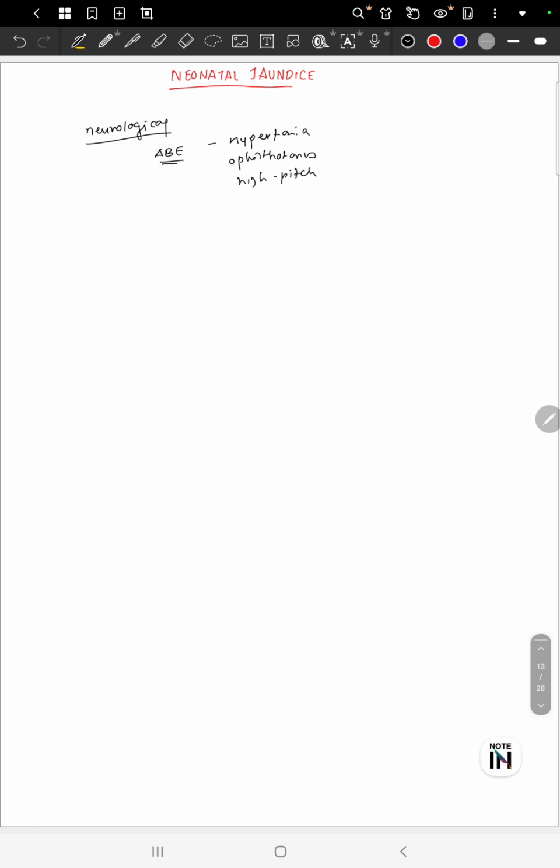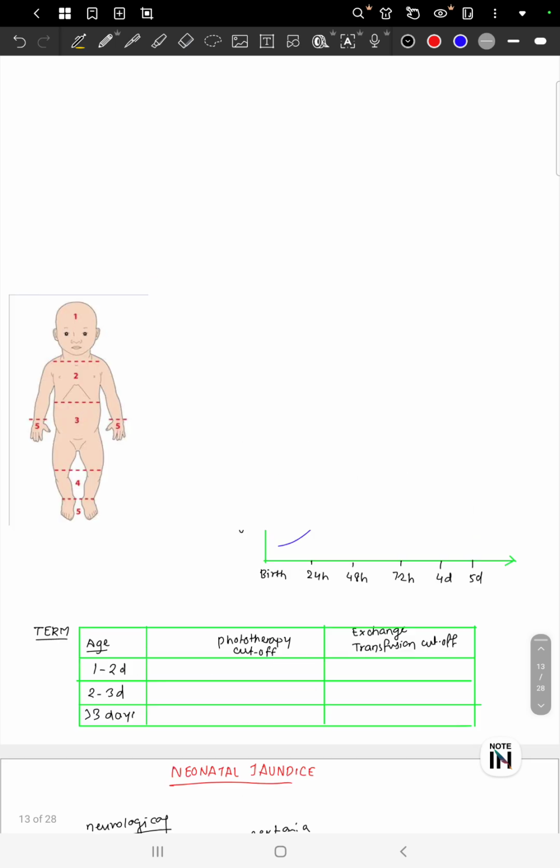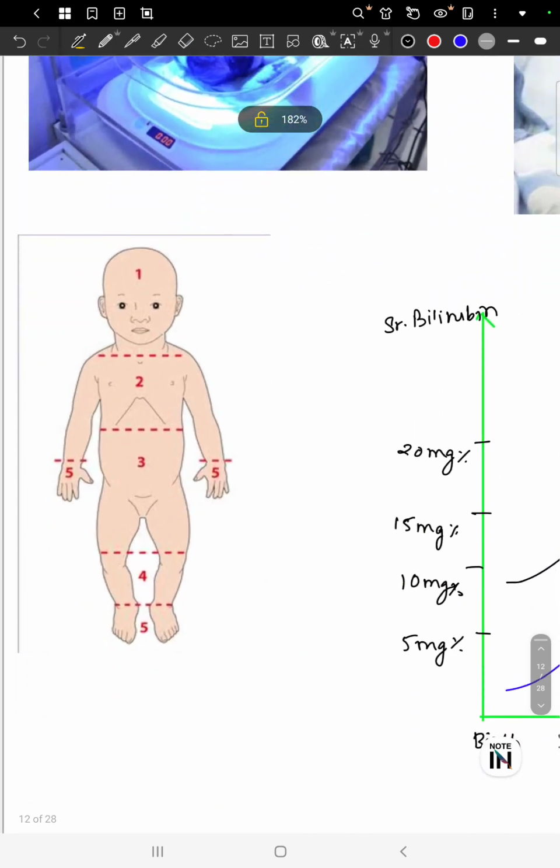Now, what are the different investigations that can be done in neonatal jaundice? The first thing is clinical examination through visual assessment, by Kramer's rule. Kramer has divided the body of the neonate into various zones. Zone 1 consists of the head and face, zone 2 the chest, zone 3 the abdomen and pelvis, zone 4 the limbs, and zone 5 the palms and soles.